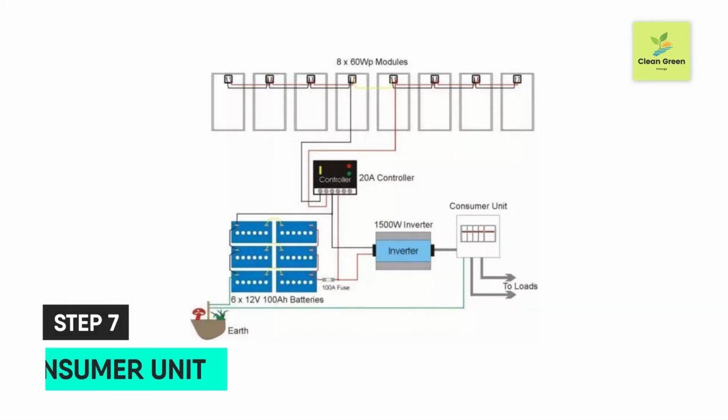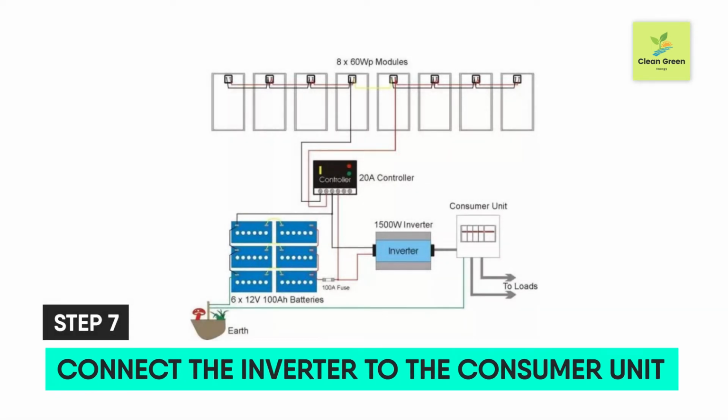The seventh step, connecting the inverter to the consumer unit. The inverter should be connected to the consumer unit to generate electricity. A generation meter should also be connected to the monitor to monitor the amount of electricity the solar panel actually produces. A computer or other device can be used to check the solar system's performance.